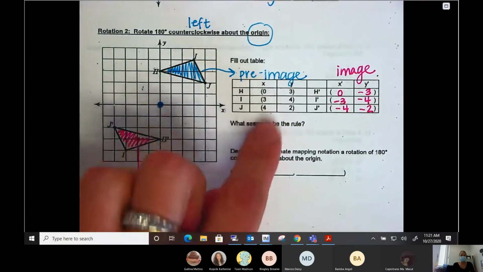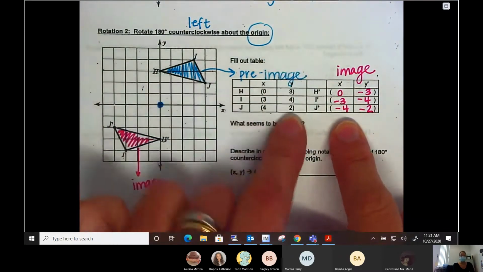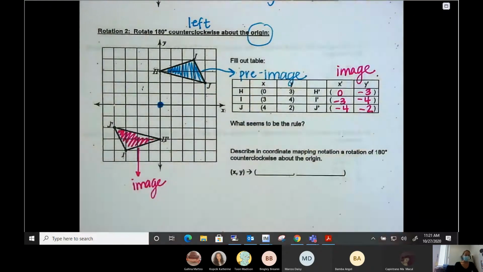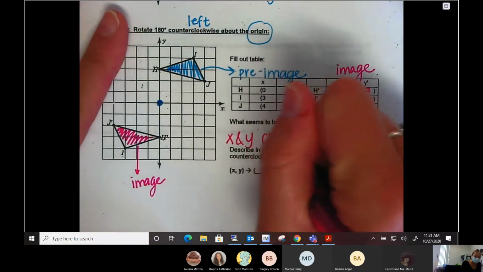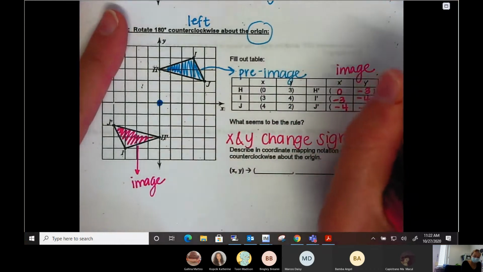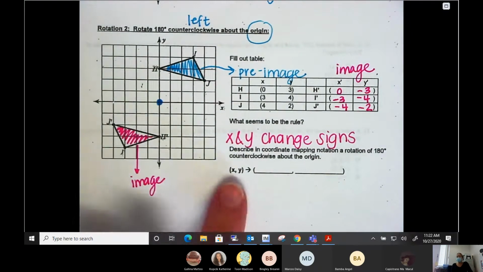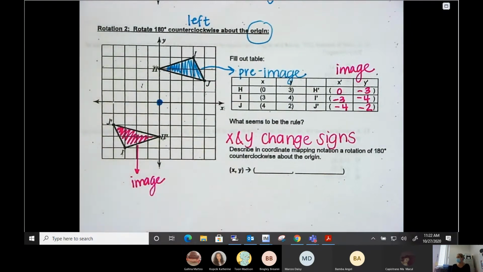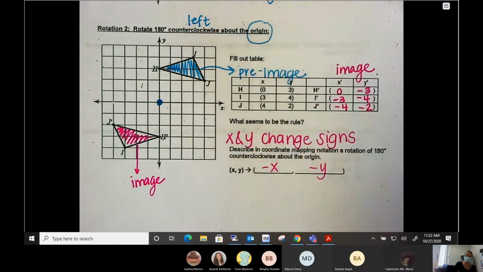So I went from 0, 3, and 4 to 0, -3, -4. These were all positive. These all become negative. So I'm just going to write X and Y change signs. So if I'm writing it as a rule, how should I write it? XY becomes what? -X, -Y. Perfect.